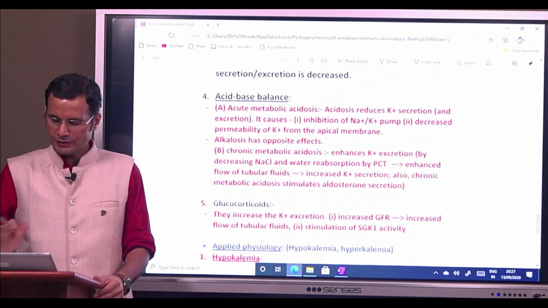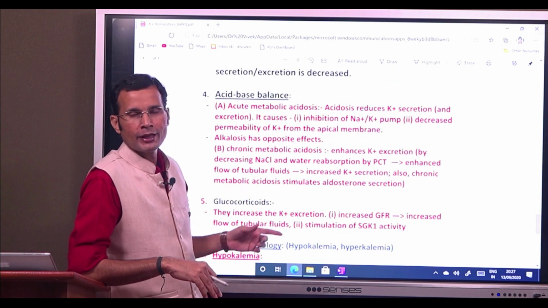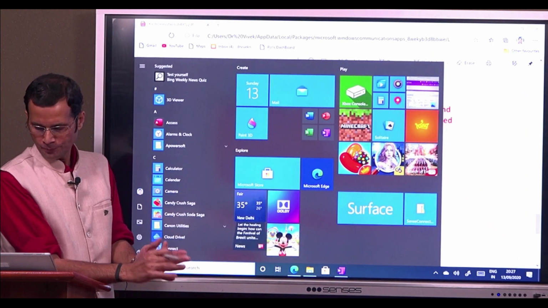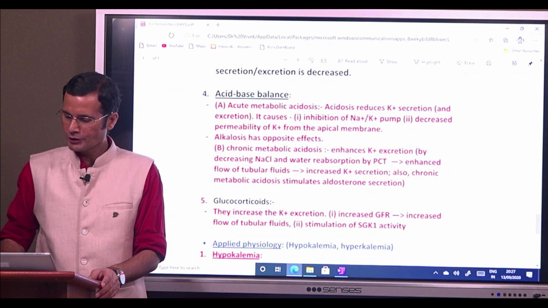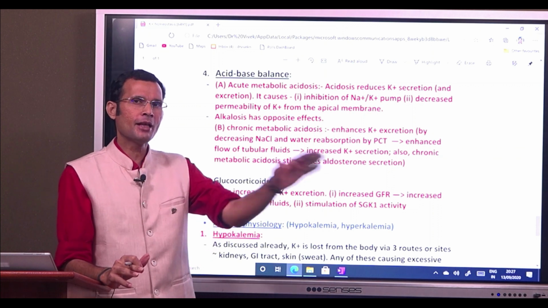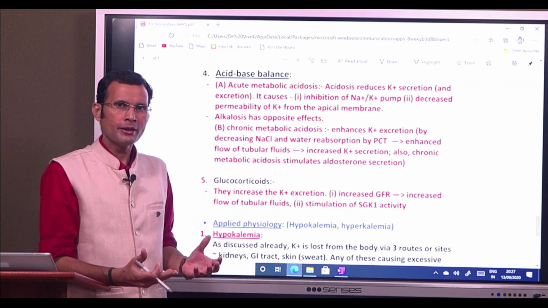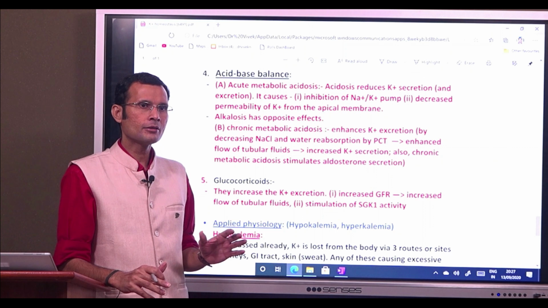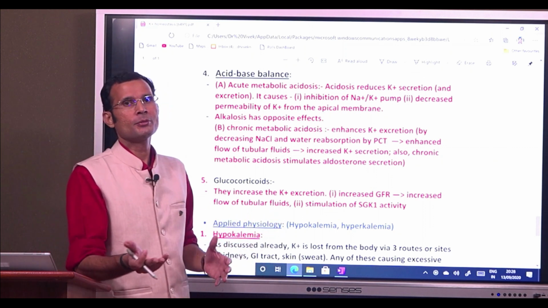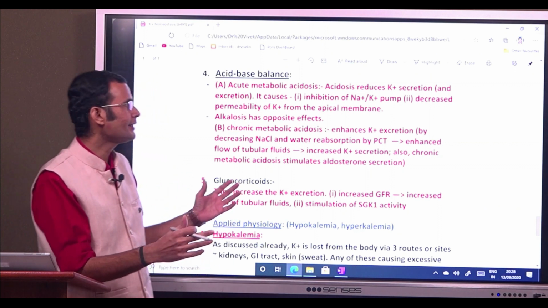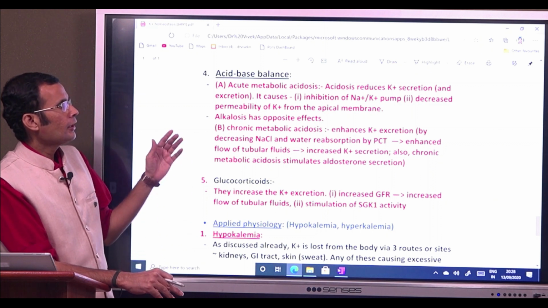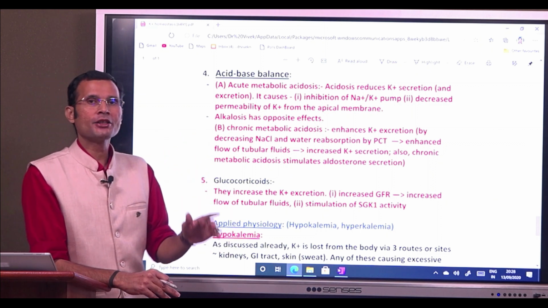And acid-base balance is another factor that can regulate potassium secretion and excretion. Acute metabolic acidosis. Remember, acid-base balance has a dual effect and it depends on the timeline. If it's an acute acid-base disturbance, potassium levels change in one direction. If it's a chronic metabolic acidosis, the potassium levels change in the other direction. Let's see how. If there is acute metabolic acidosis, then acidosis reduces the potassium secretion.